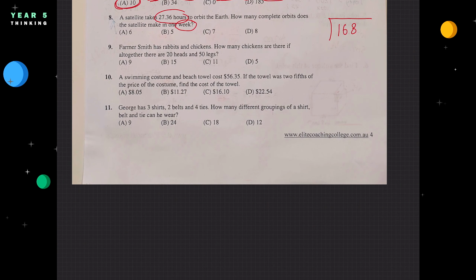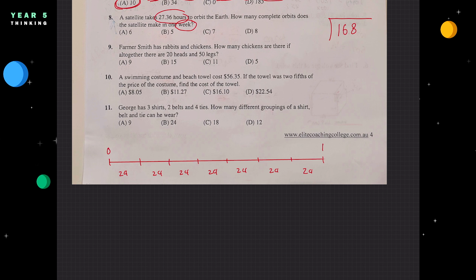The reason I divide is because in a week here, imagine this is a week. In a week you have 7 days. If I can divide this into 7 pieces: 1, 2, 3, 4, 5, 6, 7. There's your 7 days. Each day you've got 24 hours, obviously. And altogether you go from 0 hours all the way to 168 hours, because there's altogether 168 hours in a week.